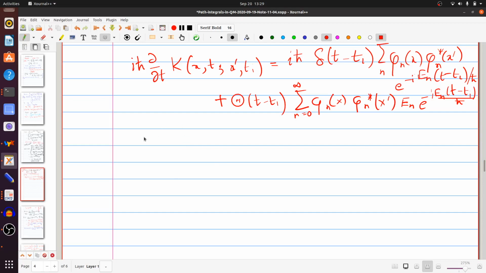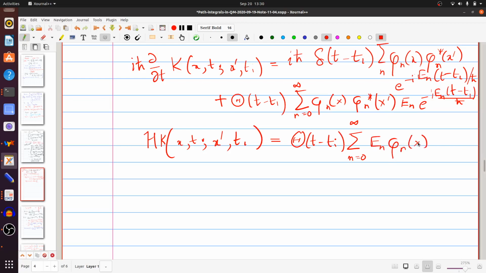What about the Hamiltonian acting on the propagator, acting on K(x, t; x', t_i)? That actually is pretty easy, because most of the factors here will not be affected by the Hamiltonian at all. The Hamiltonian, of course, is an operator which depends on x. So the only term here which depends on x is φ_n(x). And φ_n(x) is a Hamiltonian eigenfunction. So when you apply H on φ_n(x), what you get is E_n φ_n(x). The rest of the factors are simply not touched.